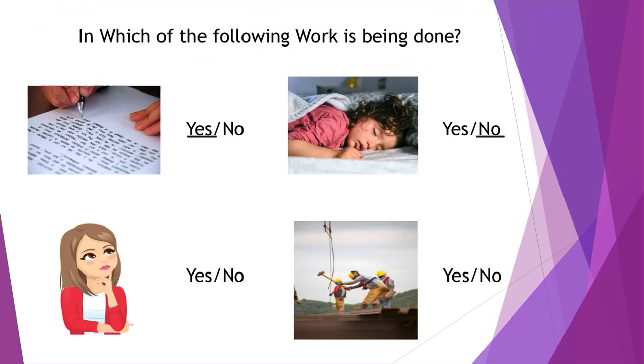Then, there are 4 pictures. We have to tell in which of the following the work has been done. The first picture is writing. Yes, you're writing, you're making a move, something is happening. This is work. The second picture of a girl, she's sleeping. No, this is not work. Third picture is of a girl thinking, and fourth picture is of some people doing the work of construction. I want you to solve 3 and 4 by yourself.